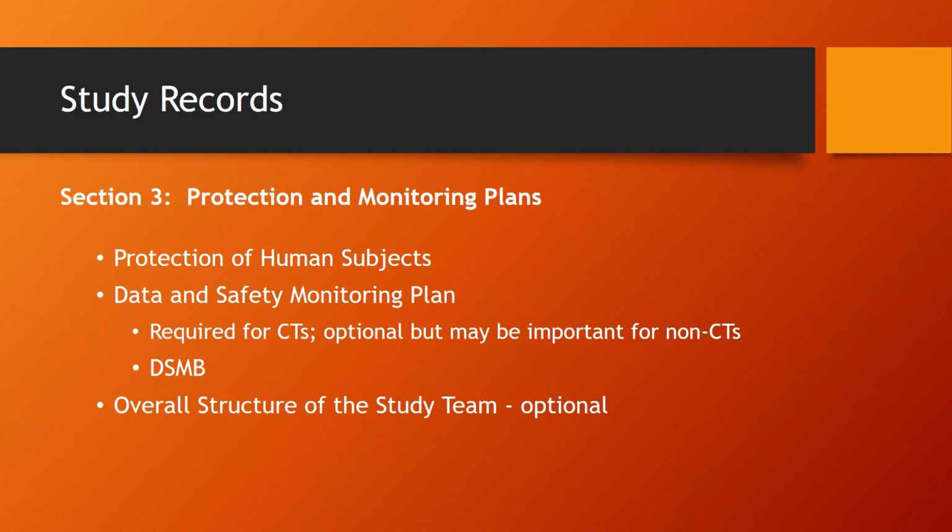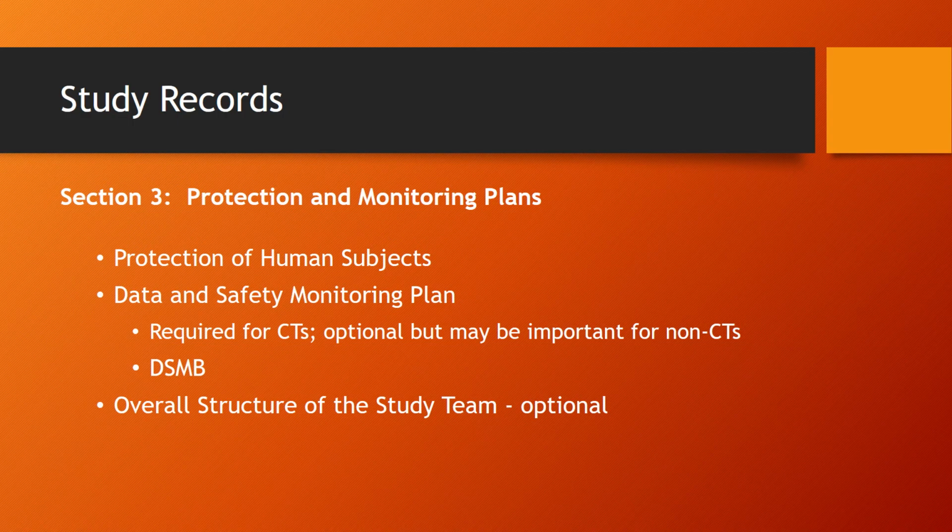Within the data and safety monitoring plan, you may need to include a data and safety monitoring board. This is, I believe, only required of phase 3 clinical trials, but there may be, again, just like the monitoring plan, phase 1 or phase 2 clinical trials that should also have a data and safety monitoring board, depending upon, again, things like the burden to participants, possible risks, things like that. And there could even be non-clinical trials that you might want to have a data safety monitoring board, but that's less common.